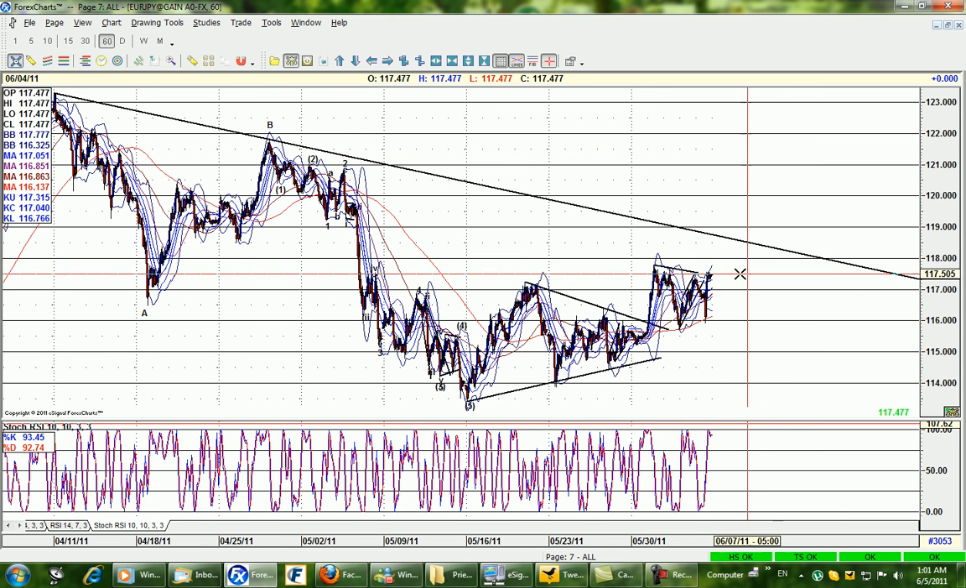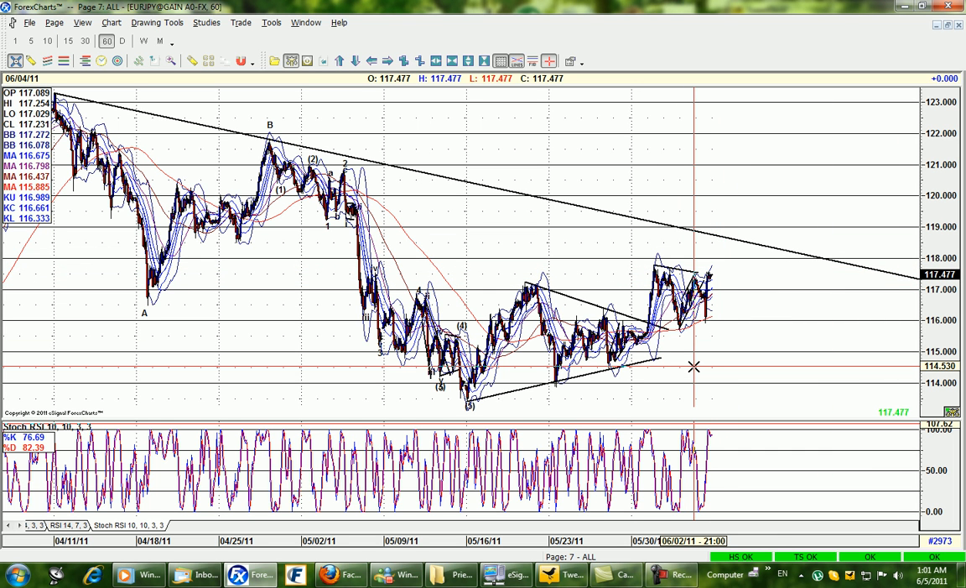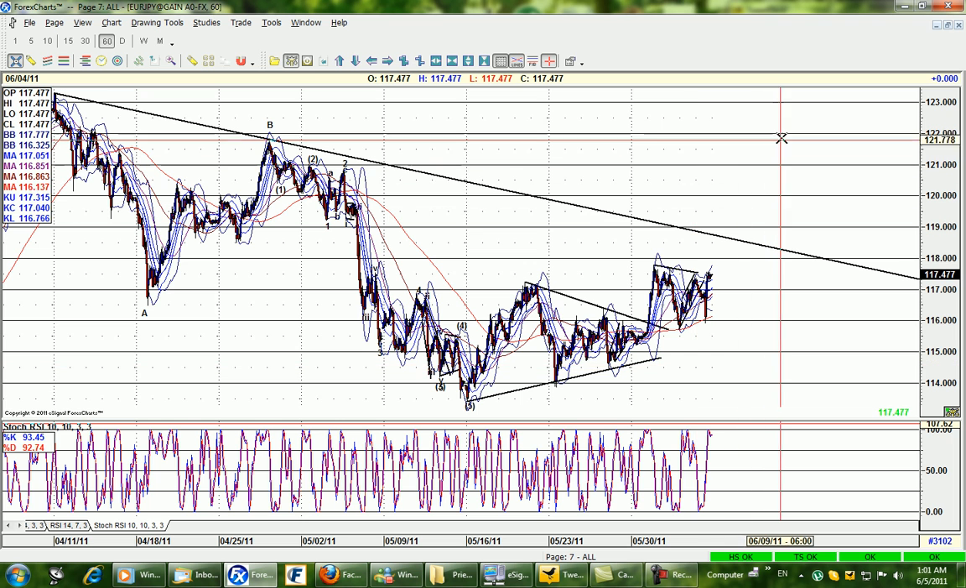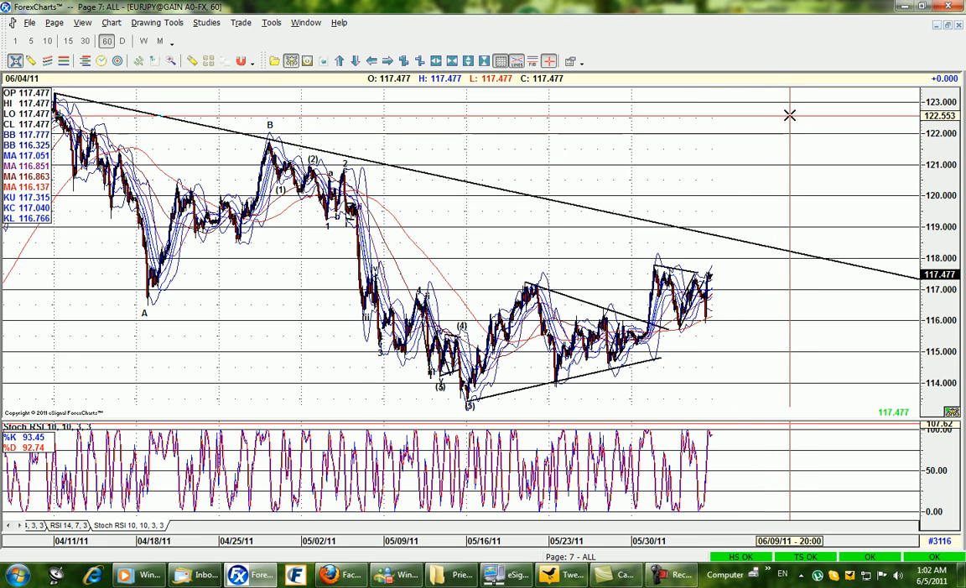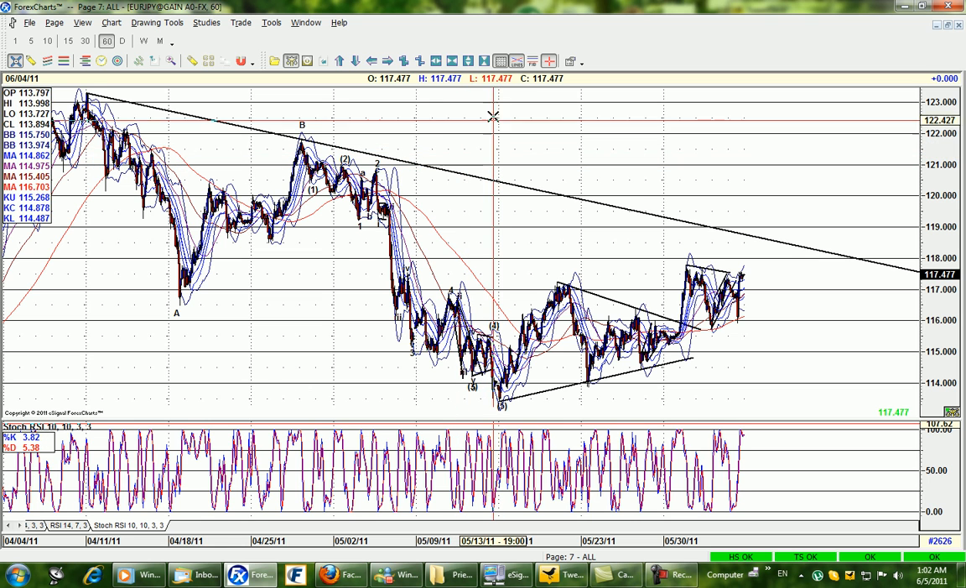So the plan here is longing the euro yen around these levels, and as it tests lower, stops at 114.50, targets 121, and above this high here.